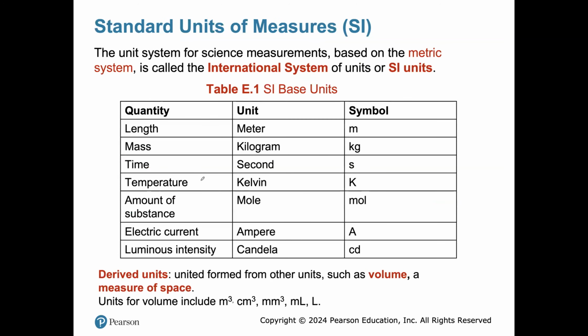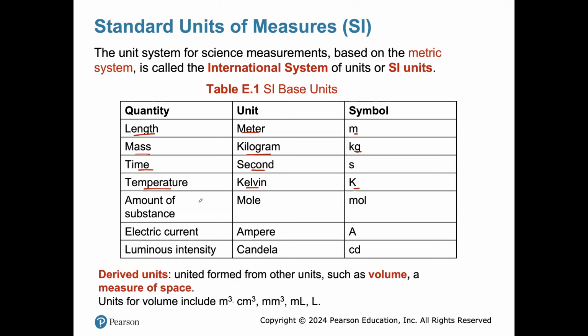So based on what we're measuring, different units are used in the standard units of measurement. For length, the SI unit is meter, and the symbol is m. For mass, the unit is kilogram, and the symbol is kg. For time, it's second, and the symbol is s. And for temperature, the unit is Kelvin, and the symbol is uppercase K.